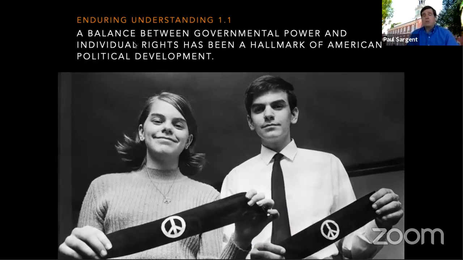Now, again, College Board's real good about this stuff. They don't hide much. They say, here's exactly what we want you to know. First of all, they want you to know that a balance between governmental power and individual rights has been a hallmark of American political development.